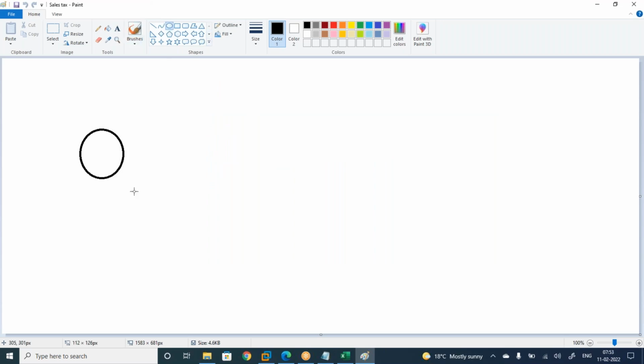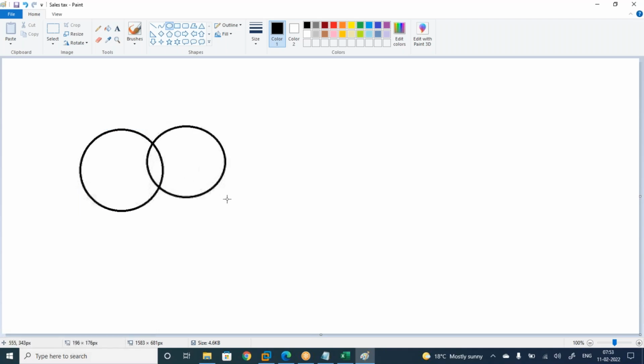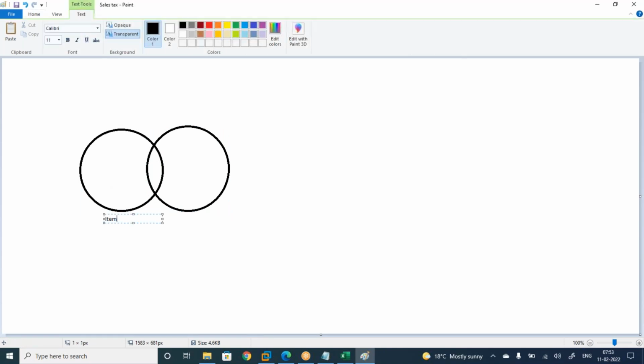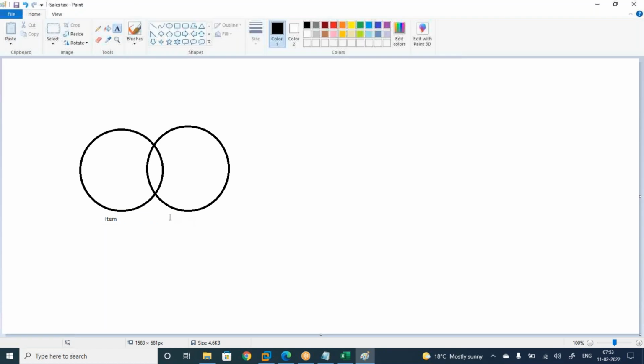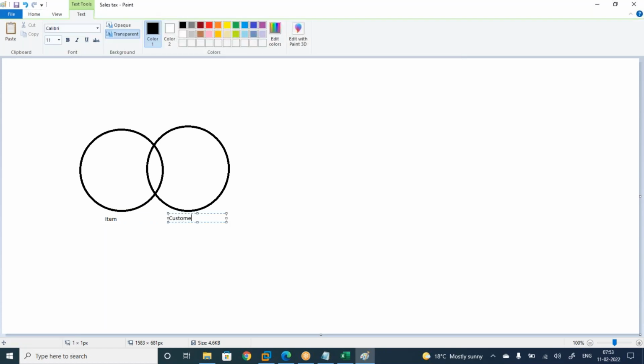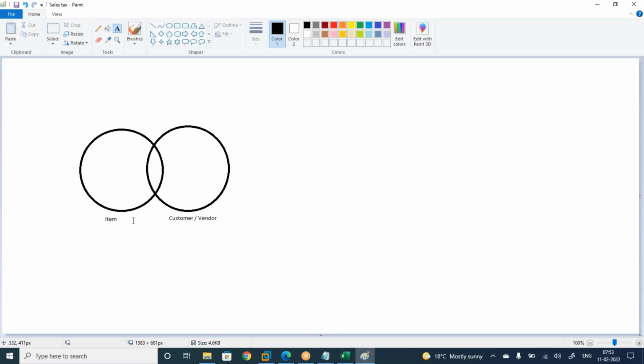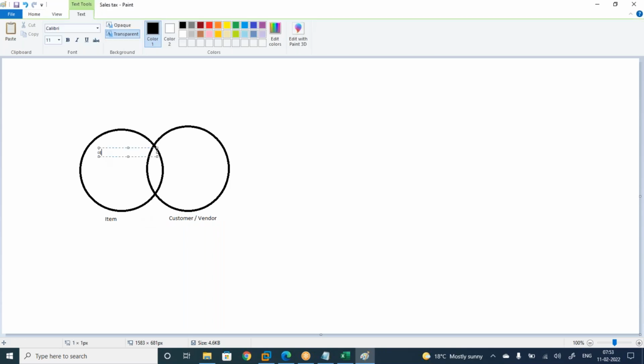So in India, suppose this is the item, and here it is the customer or vendor. The taxation is based on the item. In India, the taxation is based on the item.